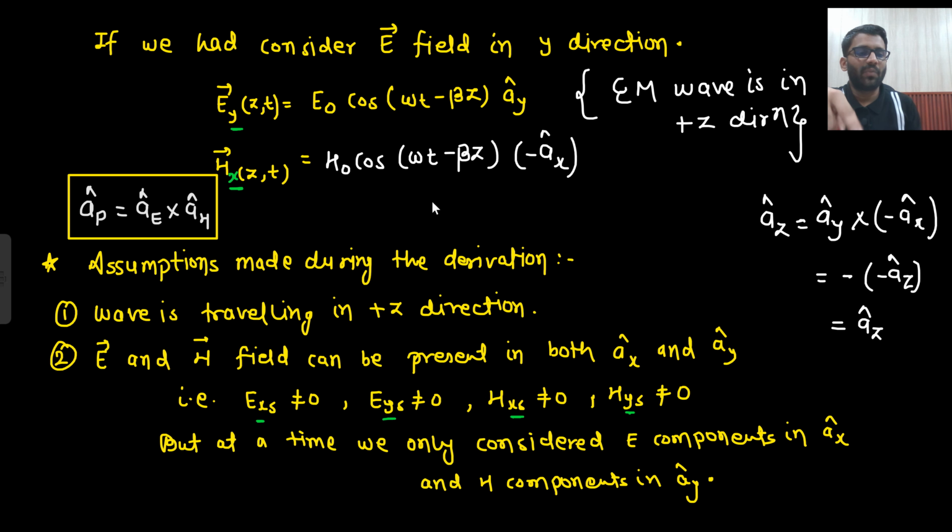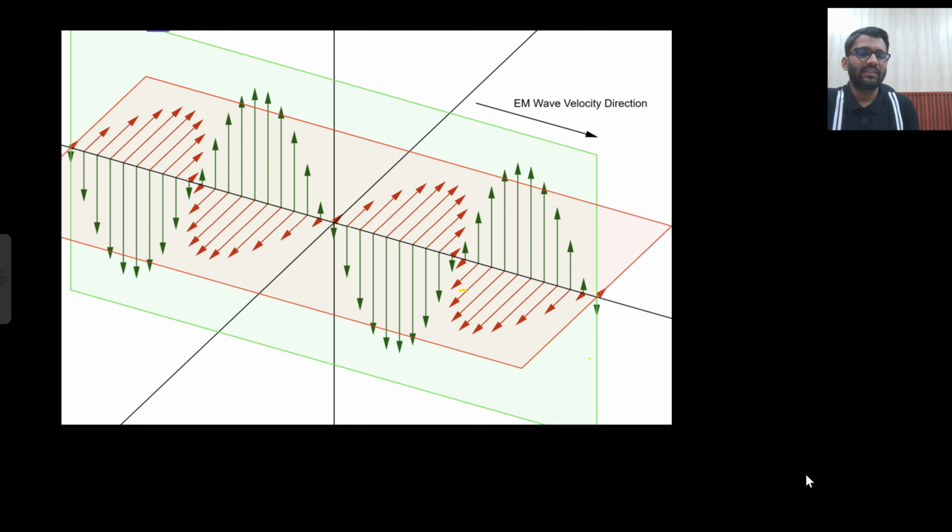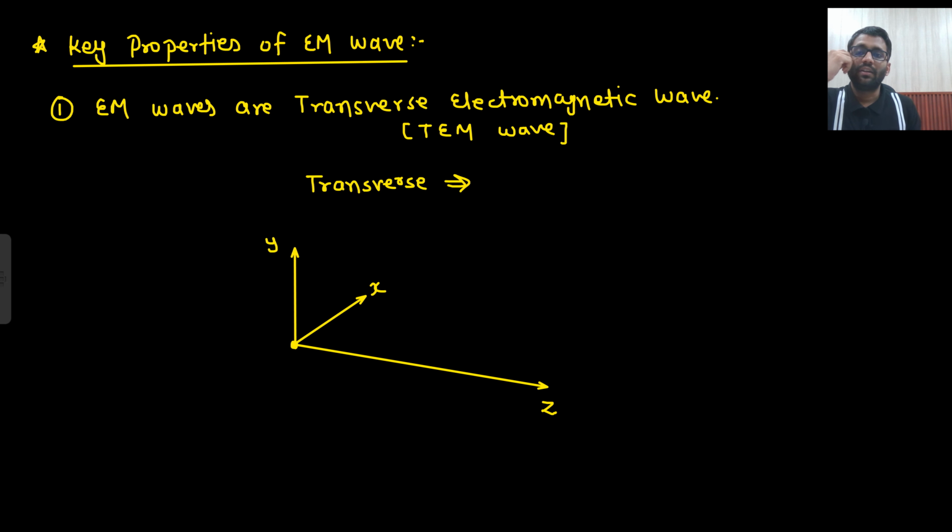So with respect to that there will be one component of magnetic field in minus Ax cap, but the expression will be given as E naught cos omega t minus beta z Ax cap. Only one dimensional motion they will take. Okay, so this is the motion that we have studied already.